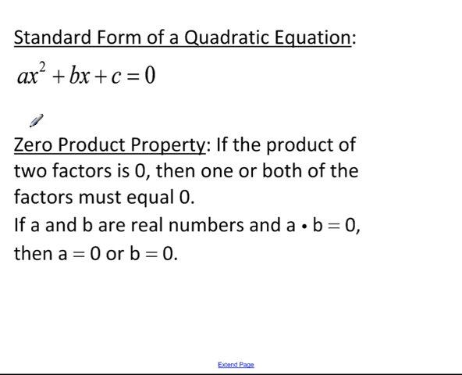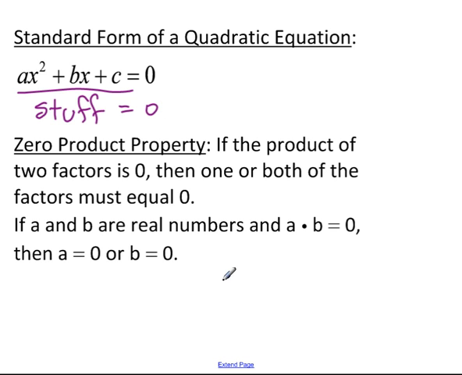Alright, so our standard form, want to remember that's our ax squared plus bx plus c. Big idea here is that it's all the stuff equals 0. That's going to be our main thing here, is we want to get all our stuff on one side and have that equal to 0 on the other side.